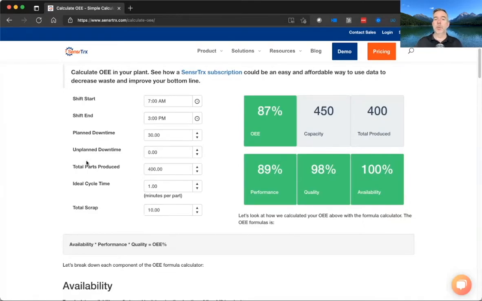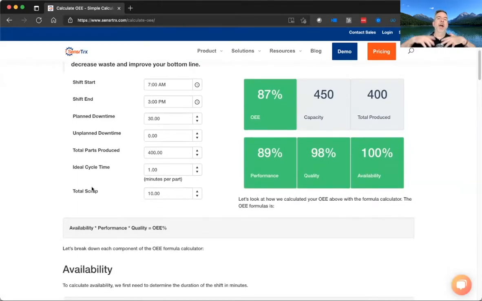Total parts produced, including scrap. Your ideal cycle time: how fast should we be running? Some people call these standards as well, the standard for the machine. How long should it take to make a part, or how many parts should we make in a certain amount of time? This is minutes based. This whole calculator is minutes based. If you want to do it in seconds, multiply minutes by 60. If you want to do it in hours, divide minutes by 60, and you can get those calculations.